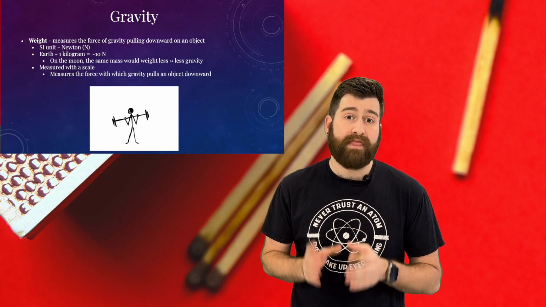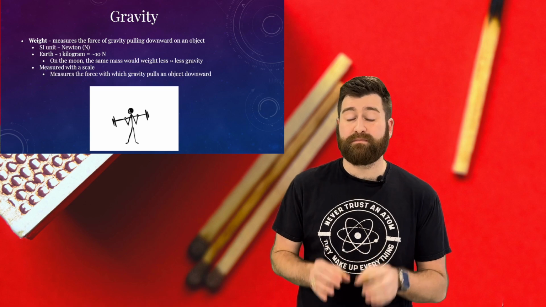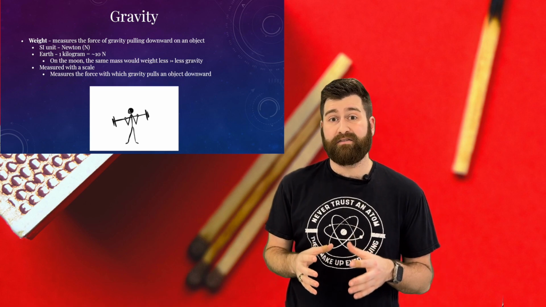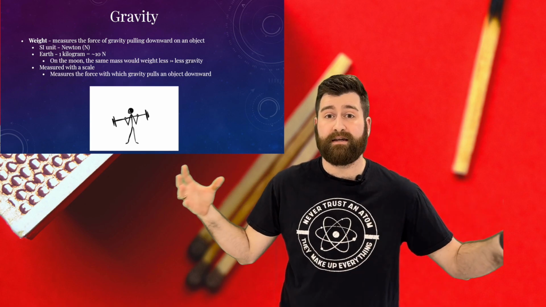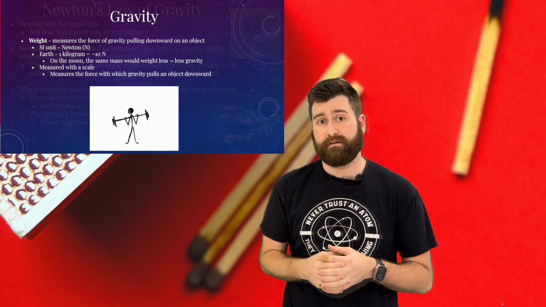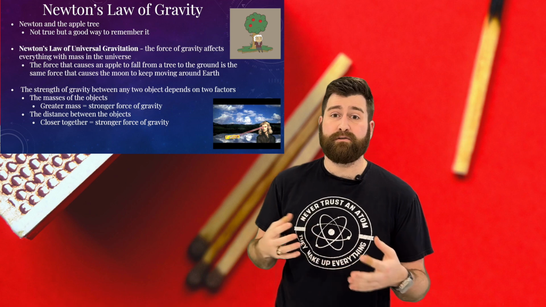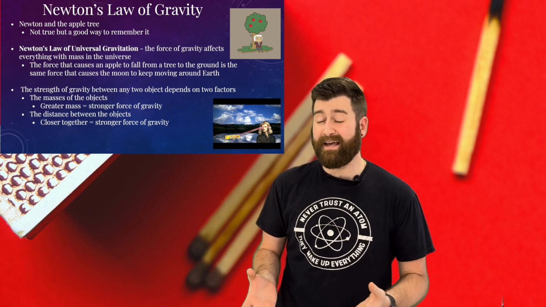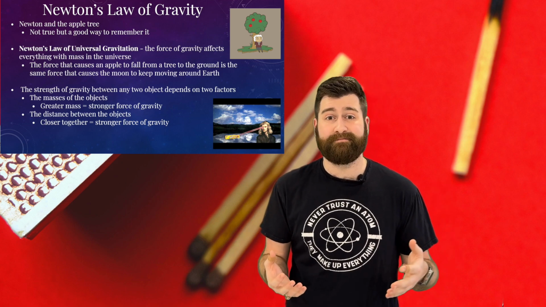On the moon, the same mass would weigh less because there is less gravity. Weight is measured with a scale that measures the force with which gravity pulls an object downward. Now, in another episode, we talked about Newton's laws of motion, but now we're going to talk about Newton again, this time Newton's law of gravity.